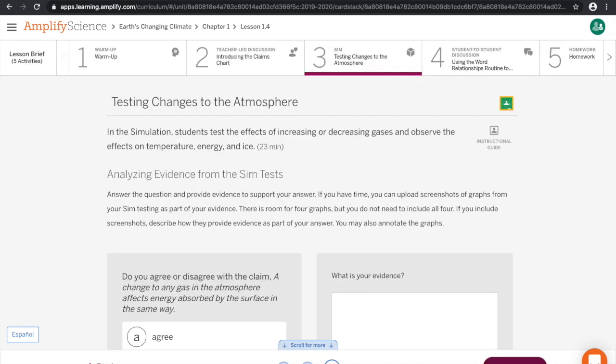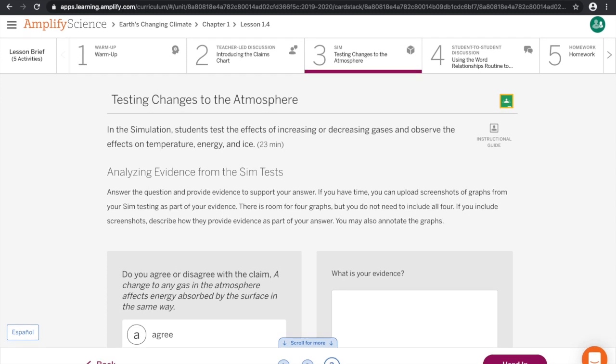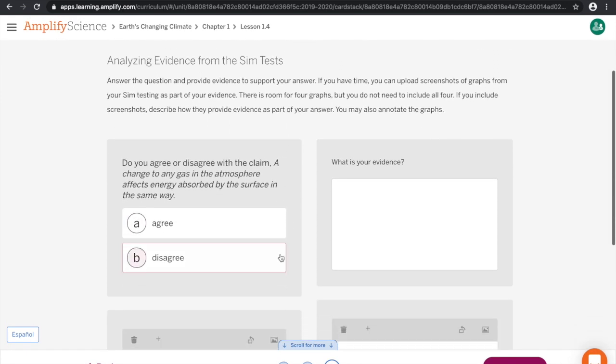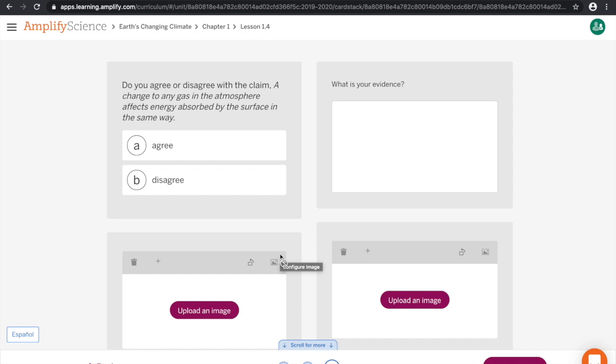So if we go back to the claim that a change in any gas in the atmosphere affects energy absorbed by the surface in the same way, no, we realize that some of them will have opposite effects and some will actually have zero effect. There will be no effect, or no significant effect, by their change. So I would have to disagree with this claim. I would refute this claim, saying that not all the gases had the same outcome.